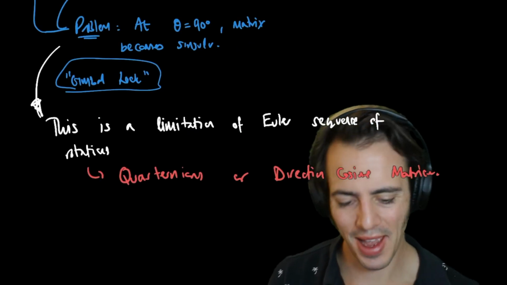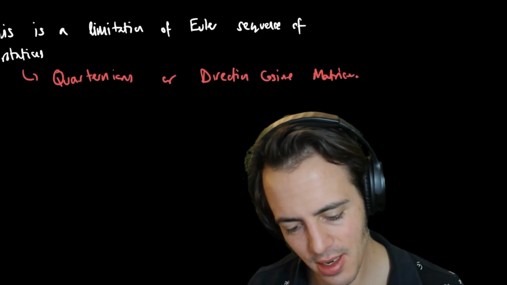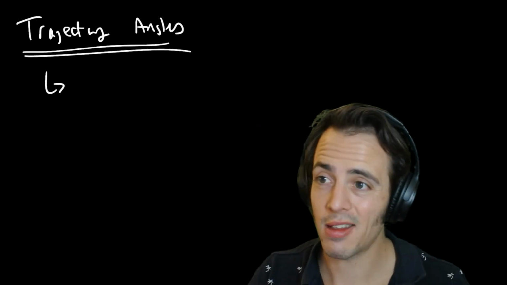There we go. Okay, so in fact, I'm not going to go through this last bit. I want you guys to understand trajectory angles. Trajectory angles relate the wind vector to body axes.